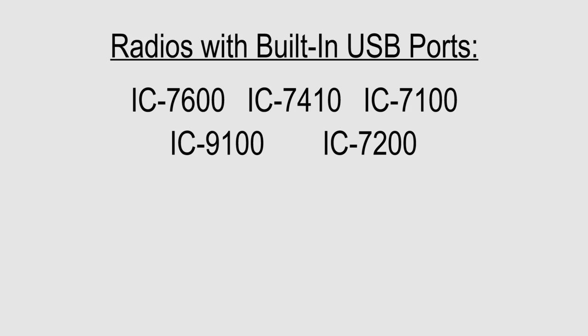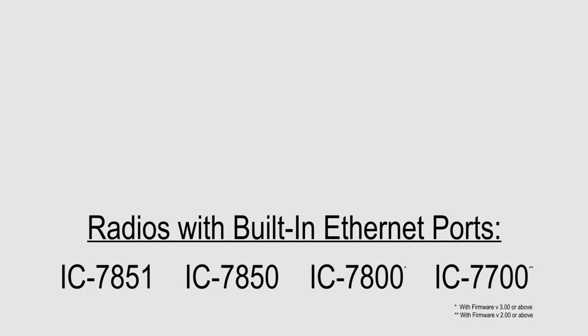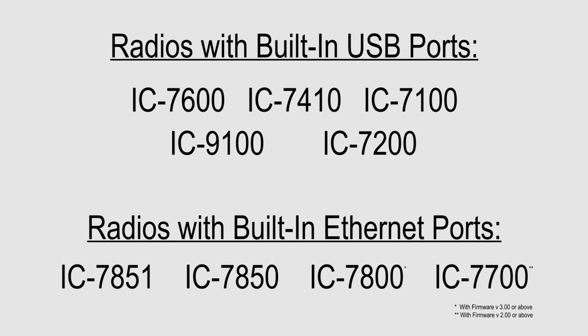Finally, while this video covers the installation, configuration, and use of the RS-BA1 software with Icom radios with built-in USB ports, namely the IC7600, IC7410, IC7100, IC9100, and IC7200, it should also provide some help for those with Icom radios that use an RS-232C, an SPDIF, or accessory cable. If you have the latest firmware updates in your IC7851, IC7850, IC7800, or IC7700, then the base station configuration is done inside the radio, but the steps are essentially the same. Links to all the web pages used in this video will be provided at the end of this tutorial. So, enough talk, let's do the installation.